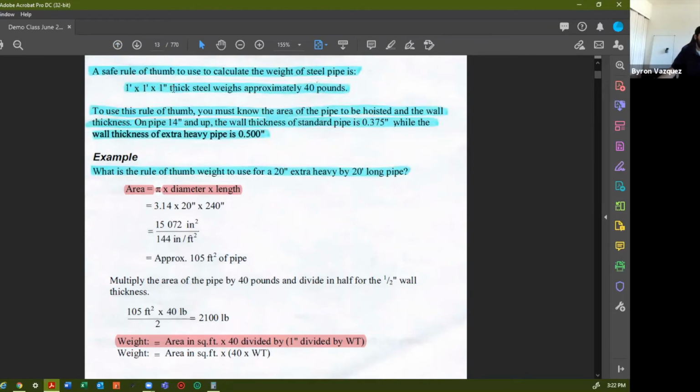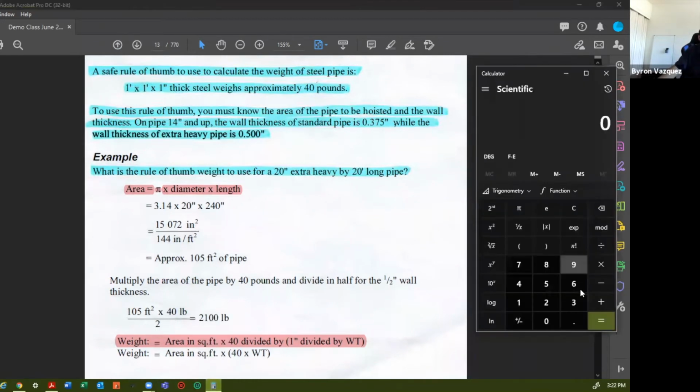So a safe rule of thumb to use to calculate the weight of steel pipe: 1 foot by 1 foot, 1 inch thick steel weighs approximately 40 pounds. So this is not a formula, it's a statement. So to use this rule of thumb, you must know the area of the pipe to be hoisted and the wall thickness. On pipe 14-inch and up, the wall thickness of standard pipe is 0.375 inches. 0.375 inches is 3/8. And I'll show that to you, 3/8, 0.375. While the wall thickness of extra heavy pipe is 1/2 inch thick, 0.5 decimal inches.